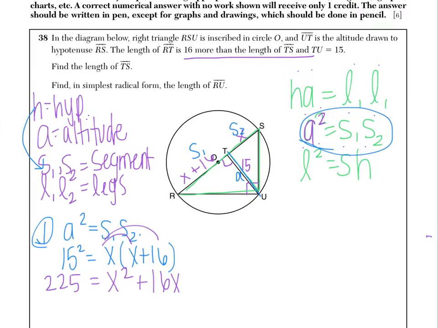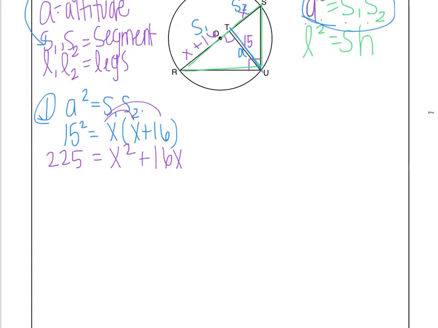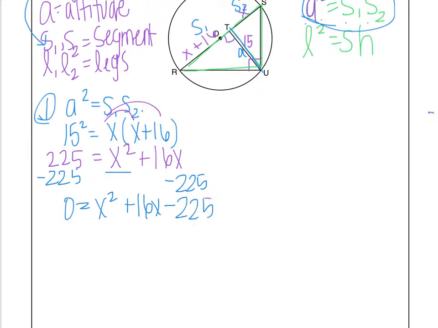Now this is a quadratic because it has an X squared in it, which means we need to get this equation equal to 0. So we're going to do so by subtracting 225. 0 equals X squared plus 16X minus 225. So now we need to factor, still equal to 0, by doing a process called add multiply.